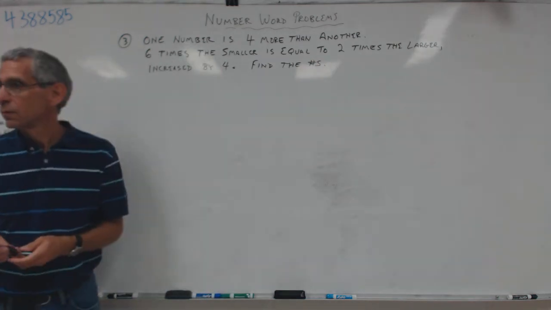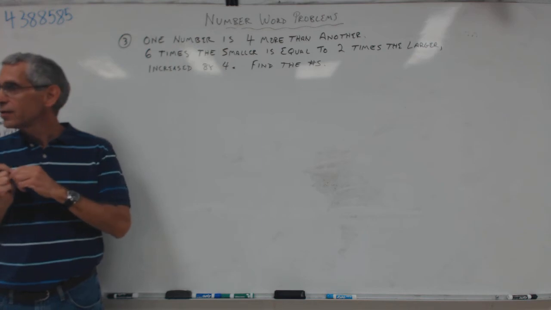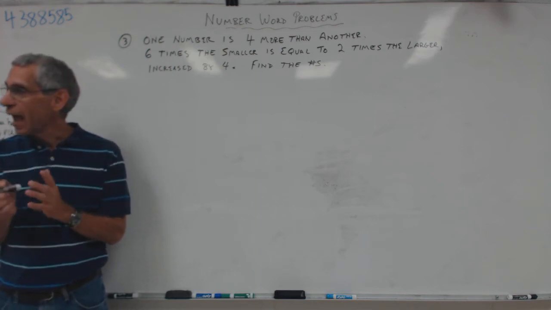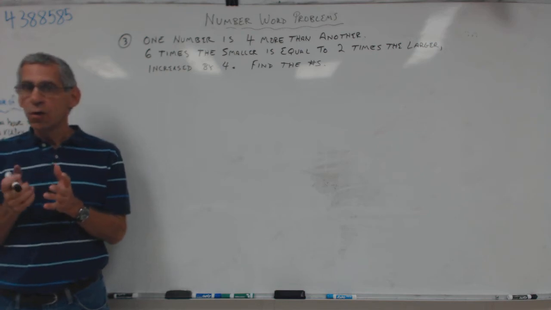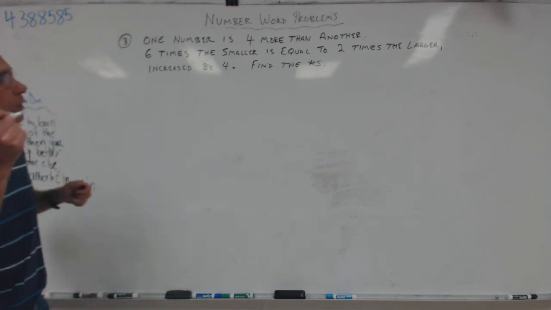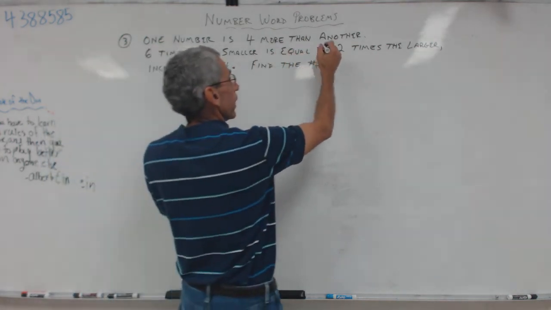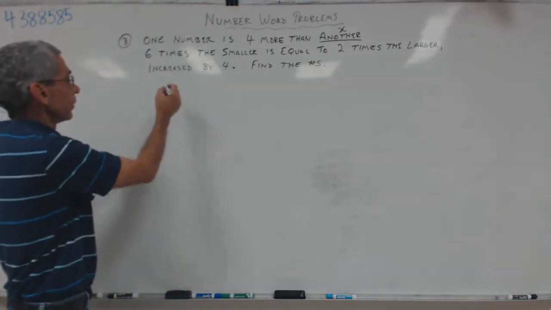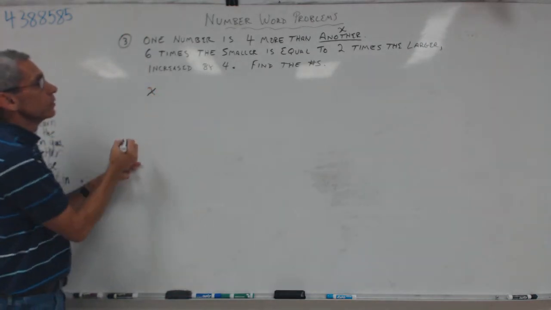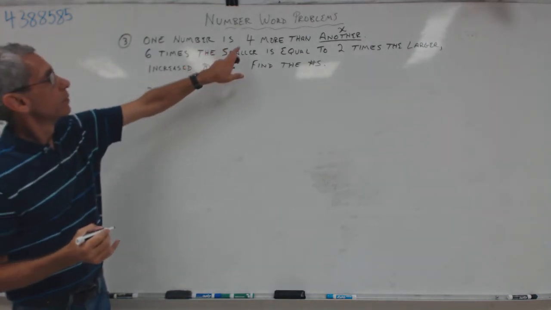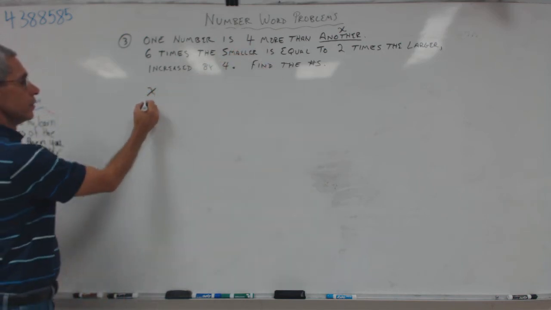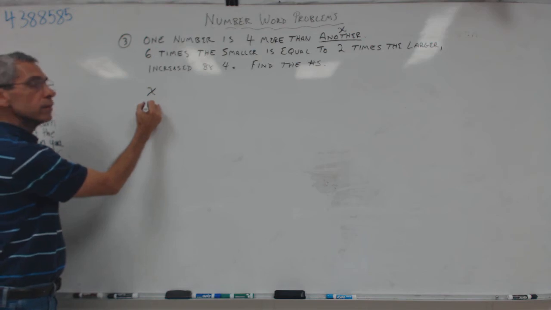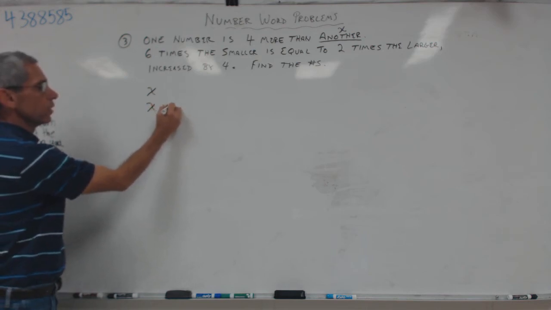I know this is a little confusing, but you're going to find that if you do exactly what it says, it won't be that hard. What are my 2 numbers? One number and another number, and I'm going to underline this and put an X over it. Over here, I know my first number is that X. My second number is 4 more than, so X plus 4.